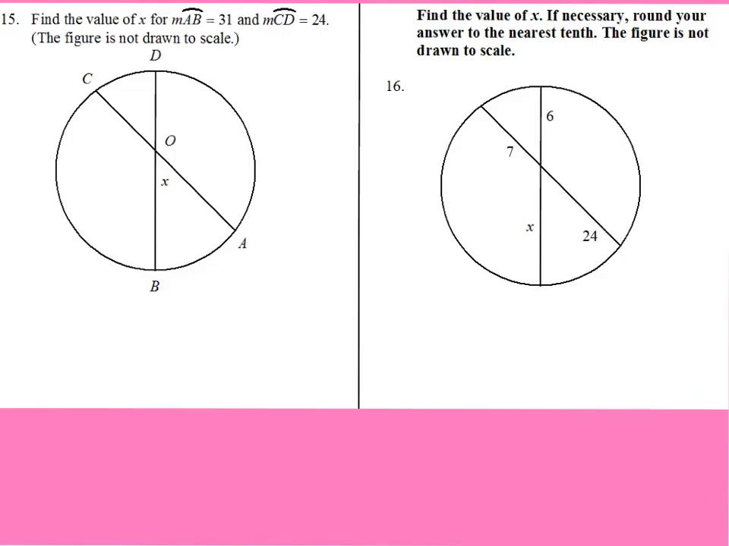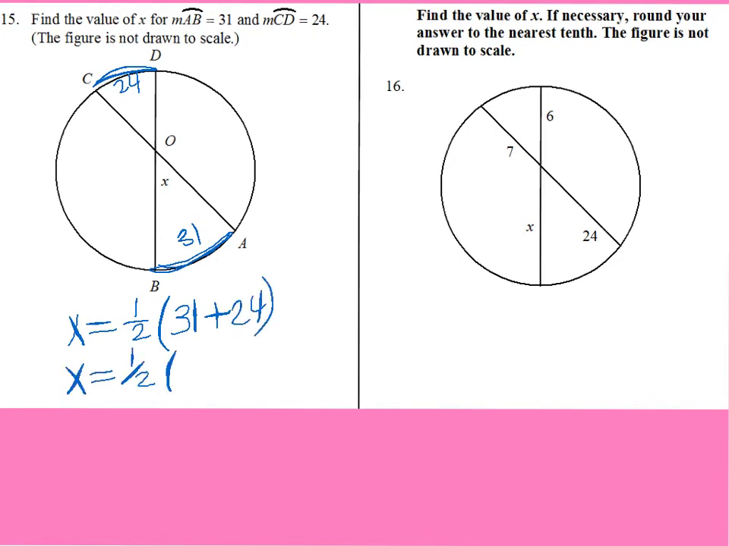All right, let's look at number 15 and 16. 15 says find the value of x for the measure of arc AB equaling 31. So this arc is 31, and the measure of arc CD is 24. Since these two chords meet inside of our circle, x is equal to half the sum of the corresponding arcs. So 31 plus 24. So x is equal to half the sum. We add that together, we get 55. And half of 55 is 27.5. So 27.5 is our answer.